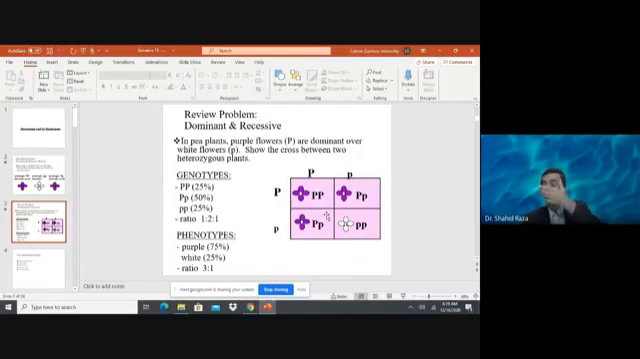And when we review the problem, we can see dominant and recessive. In pea plants, purple flowers, that is with the capital P, are dominant over the white flower, that is small p. So the cross between two heterozygous plants: in this case, we can see the genotype ratio with capital P capital P 25% and capital P small p is 50%.